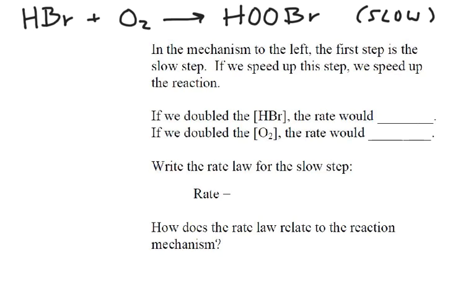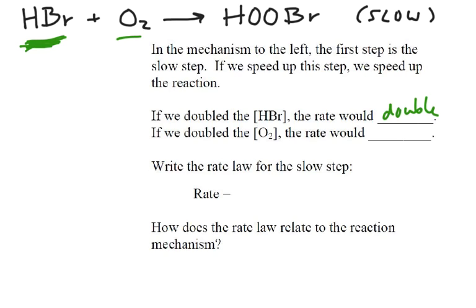And we can see that if we were to double the concentration of HBr, then the chances of an HBr bumping into an O2 would be doubled, and so therefore that would double the rate. So if we doubled the concentration of HBr, the rate would double. And hopefully you realize that's what we meant by first order. A first order reaction is one where you double the concentration and the rate doubles. And this is the reason.